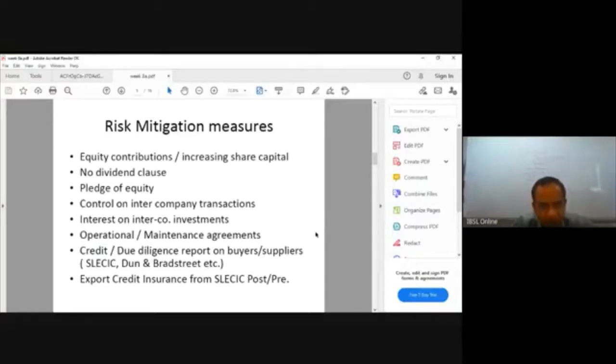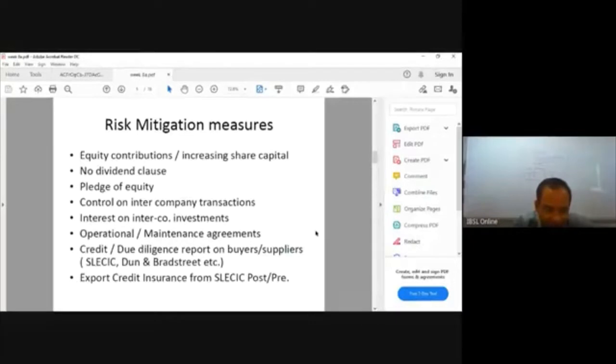dividend, pledging the equity, controlling the intercompany transactions, controlling interest on the intercompany investments, right? Insisting on operational and maintenance agreements, and having guarantees or insurance from them, for pre-shipment loan and all that.